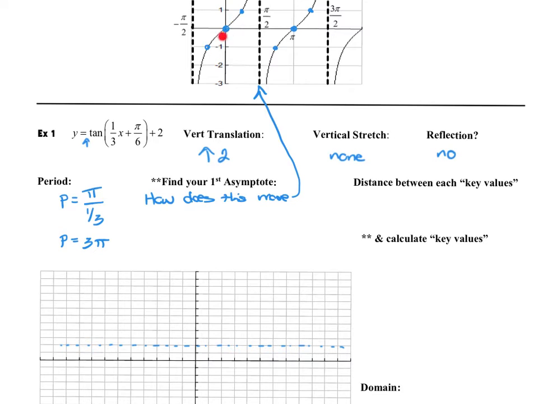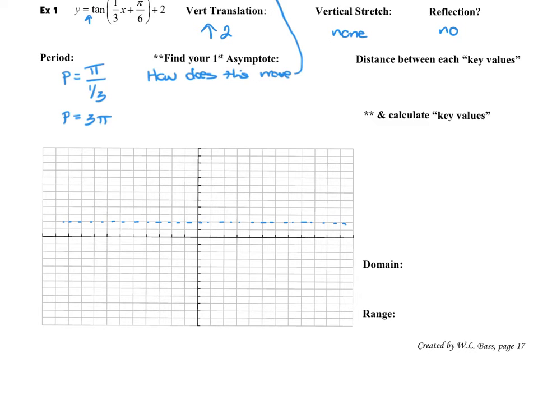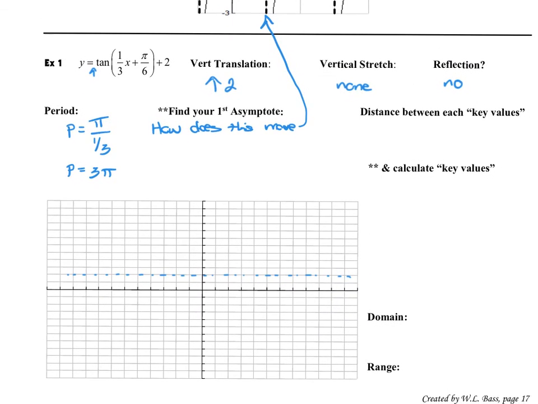I want to call your attention to the fact that I'm not moving this value right here at 0, 0, because this value right here is in the middle of an actual period. So I want to be able to move an asymptote so I can create full periods of tangent. It's just going to make a little cleaner graph for us. So what we're going to do is, oops, I moved that too far there for you.